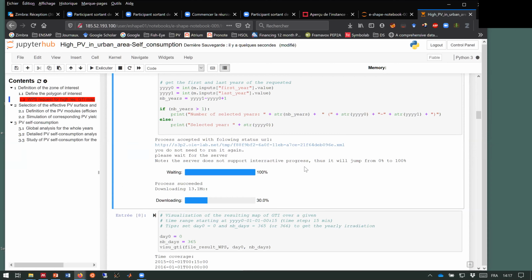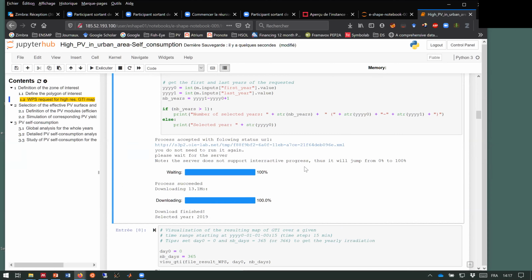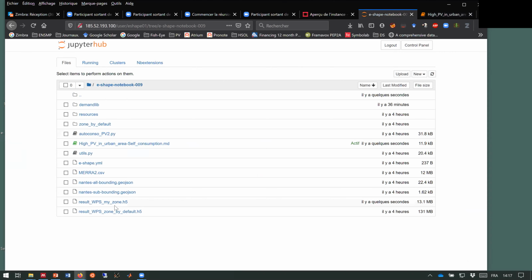Okay, it's done, and I am downloading, so I can look at the file explorer and see here my new HDF5 file that you can download to your desktop by selecting this and doing a download. Okay.